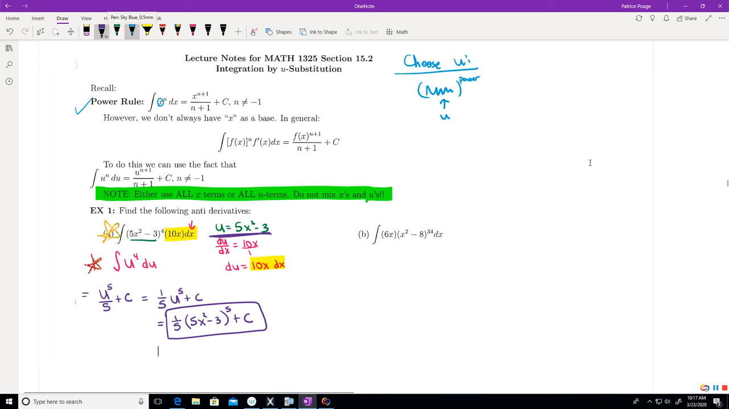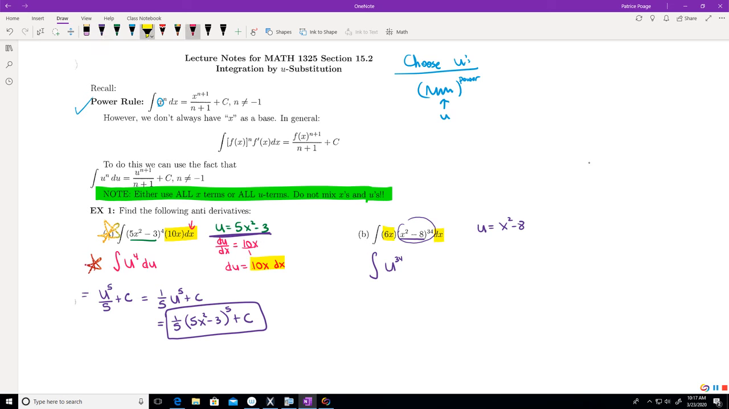So on this next one, I have a bunch of stuff to the power there. So I'm going to let u equal x squared minus 8. So as of right now, I can replace this part with u to the 34th. I still need to replace 6x dx.